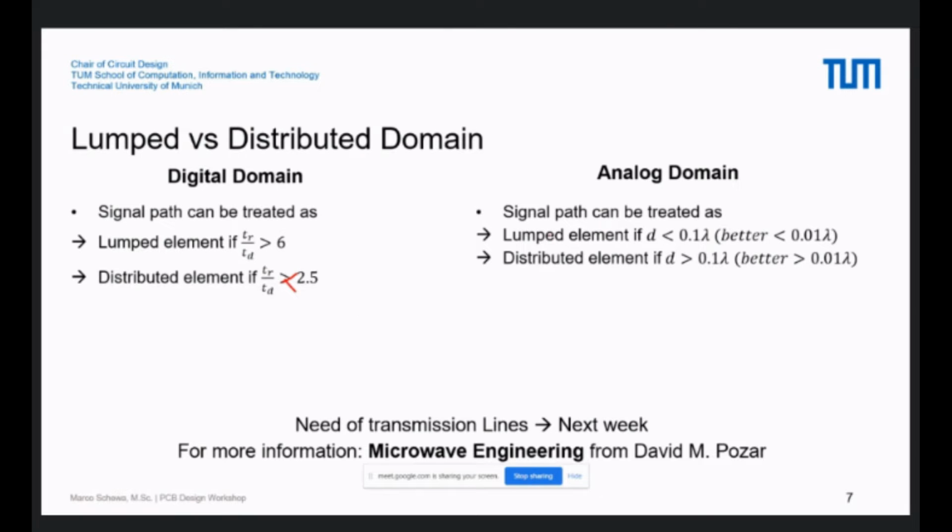And also for the analog domain, you can use a lumped element if the distance between the beginning and the end is smaller than 0.1 lambda, or better if the distance is smaller than 0.01 lambda. At this point, you can then neglect the matching. But also in this area, we are using transmission lines to match some signals, for example, for USB. But next week, we will talk a little bit more about this.